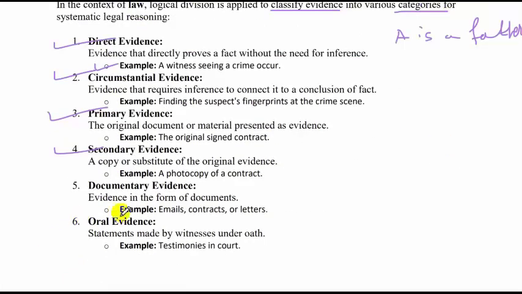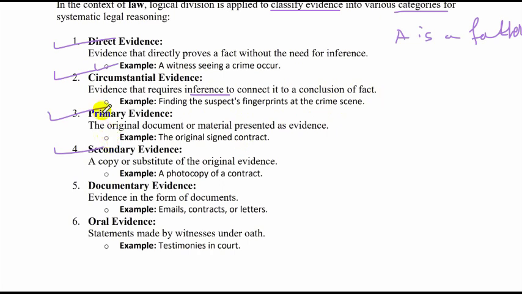Circumstantial evidence: evidence that requires inference to connect it to a conclusion of fact. For example, finding the suspect's fingerprints at the crime scene. This requires inference. Circumstantial evidence requires inference to connect it to a conclusion of fact.